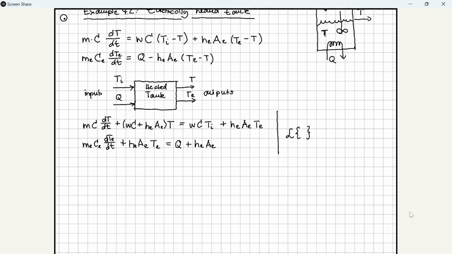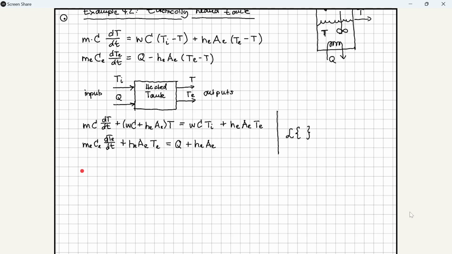And by now we should be quite comfortable doing this because we know that the Laplace transform of a derivative is S times the Laplace transform. I do have capital letters for my temperature, so I'm going to stick to them. You're not going to notice that this is Laplace transformed only by the fact that we suddenly have an S there and not a differential.